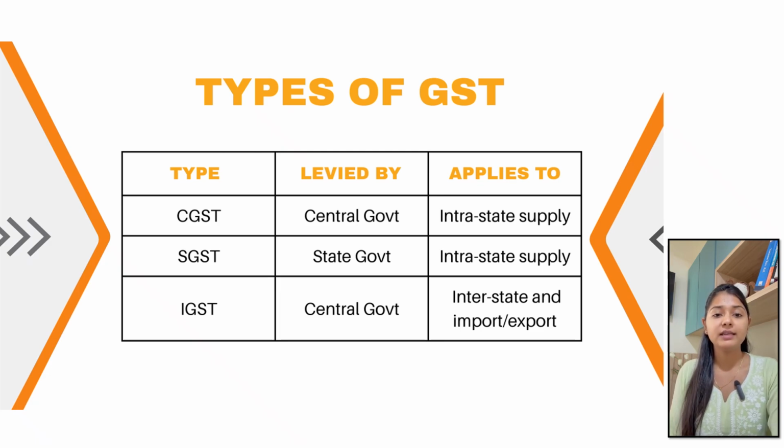Next one is IGST, that is Integrated Goods and Services Tax, which is levied by the central government and applies to interstate transactions when goods and services move from one state to another. Also applies to import and export. The center collects IGST and later distributes the shares to the respective destination states. Quick recap: for interstate transactions, IGST applies, and for intrastate transactions, CGST and SGST apply. This structure ensures fair revenue sharing and smooth tax administration across India.